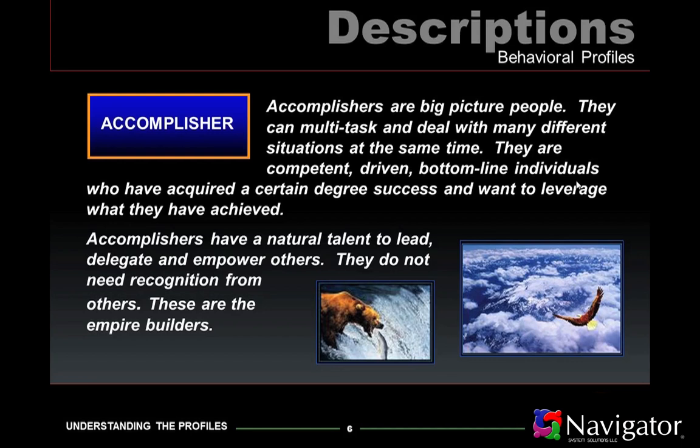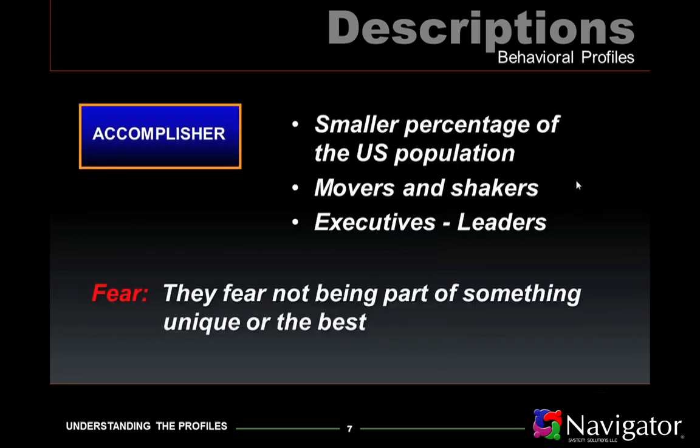So one thing is, you cannot judge a book by its cover, and that is especially true about the accomplisher, because they're not going to be wearing fancy clothes. They're not going to be driving nice, expensive cars. That's not important to them. They're very subtle, very internal. They don't need impact or input from outside, from others. These are the empire builders. A smaller percentage of the U.S. population. These are movers and shakers, executives, and leaders.